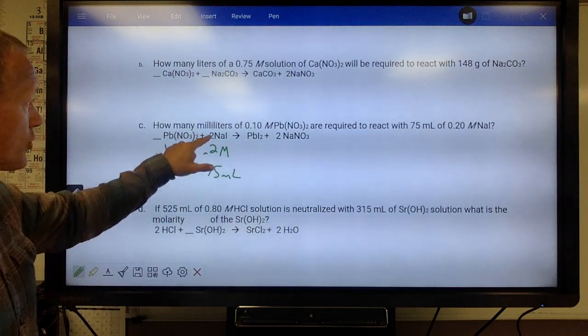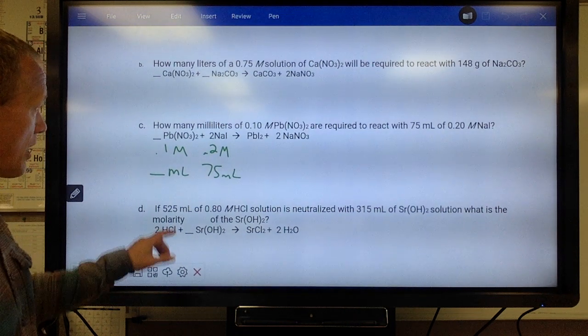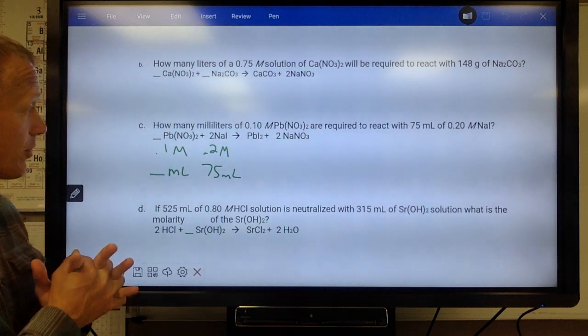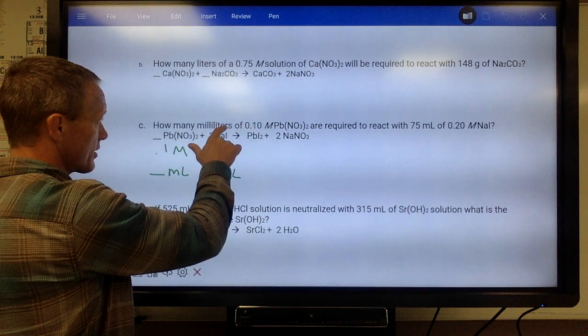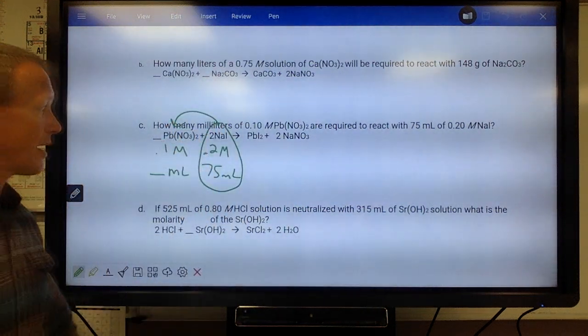Look at the ratio here. It's a 1-to-2 ratio. Okay, and these are in a 1-to-2 ratio in terms of molarity. So you can probably figure out how many milliliters you're going to need here. But let's say we don't know that. So we're starting with this, going to milliliters of that.